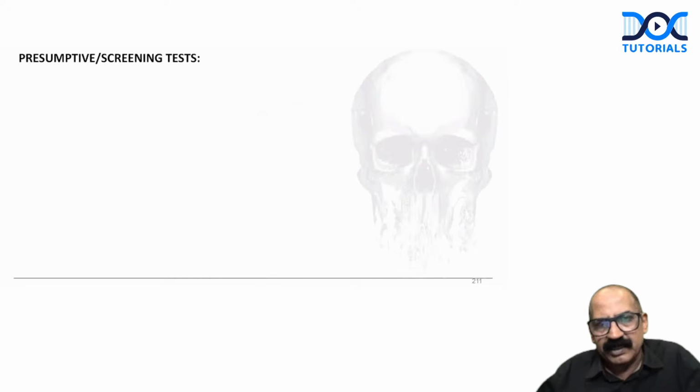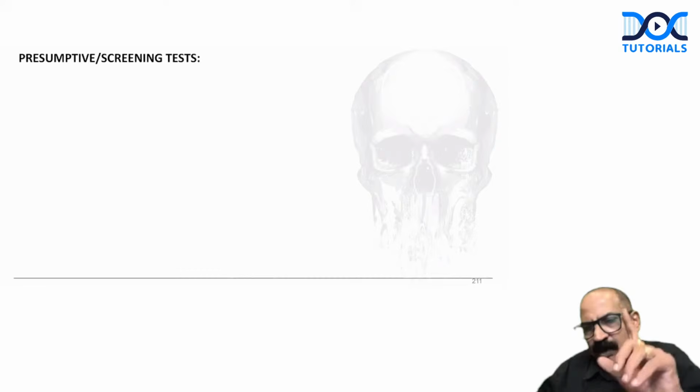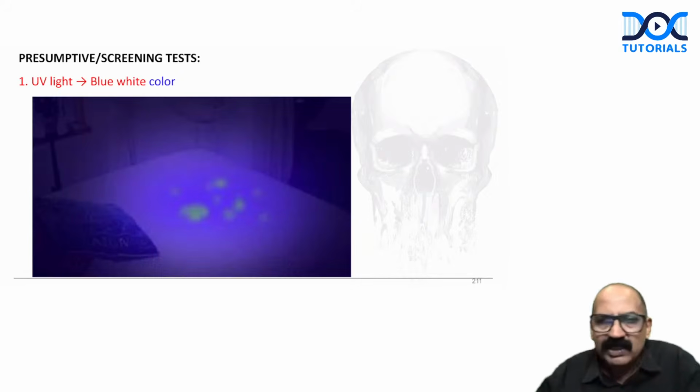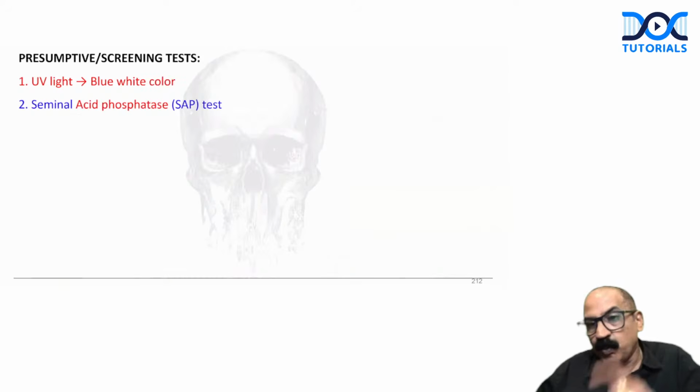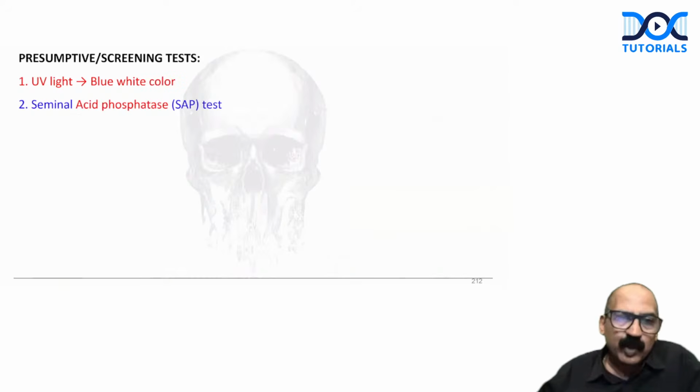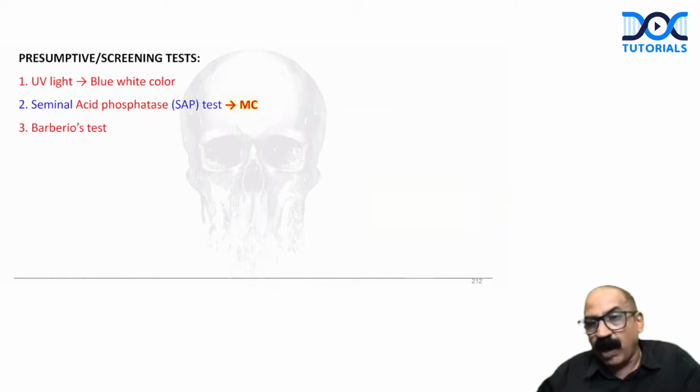Presumptive signs or presumptive test or screening test. Number 1, pass ultraviolet light on suspected area. You see blue, white color. Number 2, as you know, acid phosphatase test. Most commonly done. Number 3, Barberio's test.